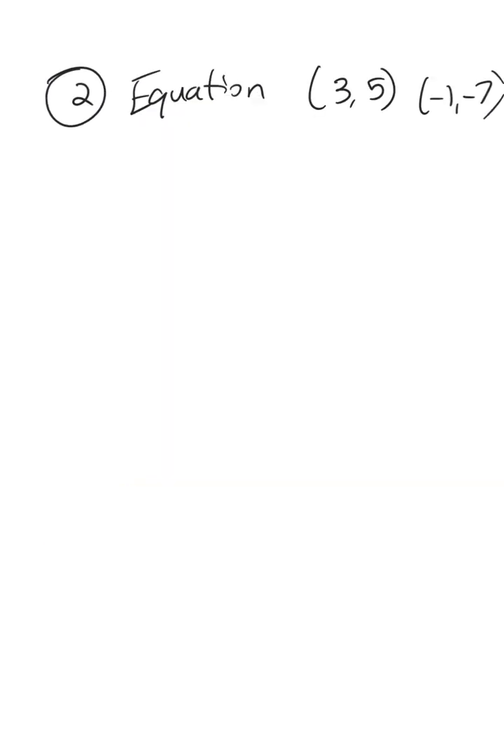All right, so number 2 says write an equation, and they gave you 2 points. So there's an order we have to do. We've got to find the slope first, and then we're going to use point slope to find the equation. All right, so slope, you're subtracting them, -7 minus 5 over -1 minus 3. And when you do so, you end up with a slope of -3. So that's your m value.